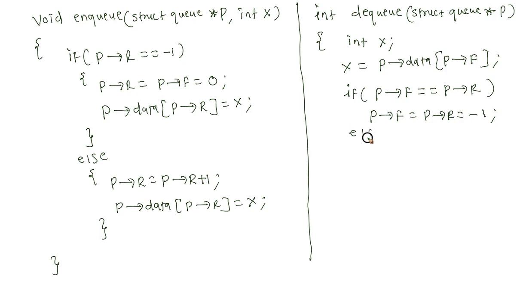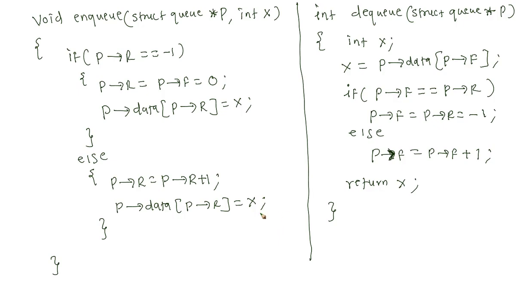Else means there were more than one element. In that case, I'll simply increment F. Else P arrow F equal to P arrow F plus 1. I'll simply increment F by 1 and then return X. So that is the dequeue function.